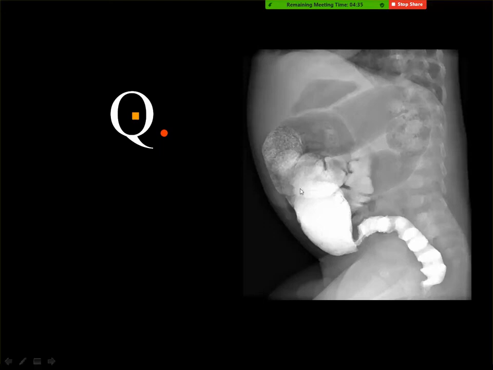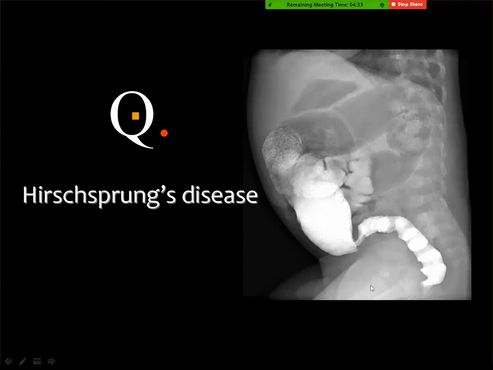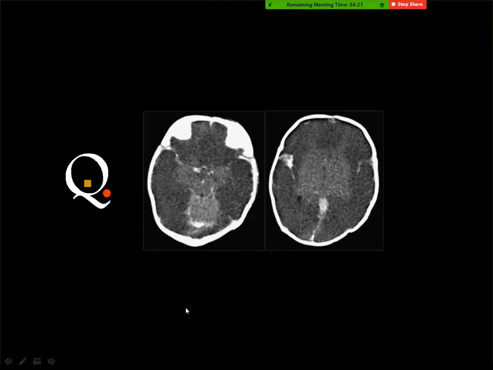Yes, and this is Hirschsprung disease. And you have the aganglionic segment between the rectum and the sigmoid colon with marked proximal dilatation, typical of Hirschsprung disease.